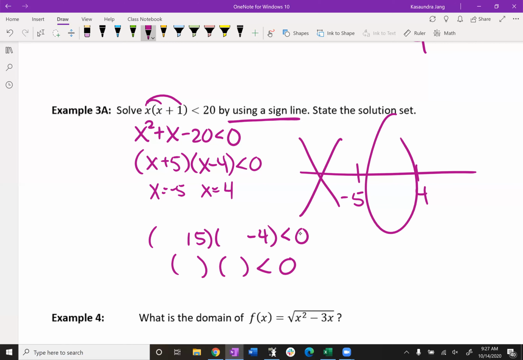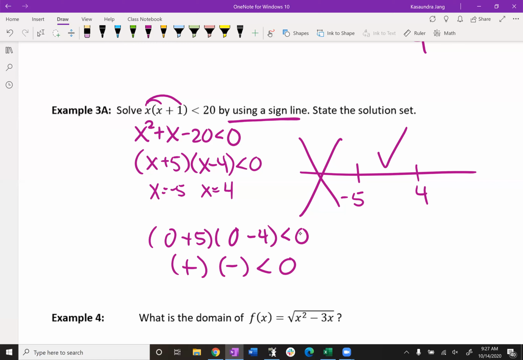Pick a number for the middle section. 0. So 0 plus 5 and 0 minus 4. So I get a positive times a negative. Is that less than 0? Yeah. All right, that part's good.